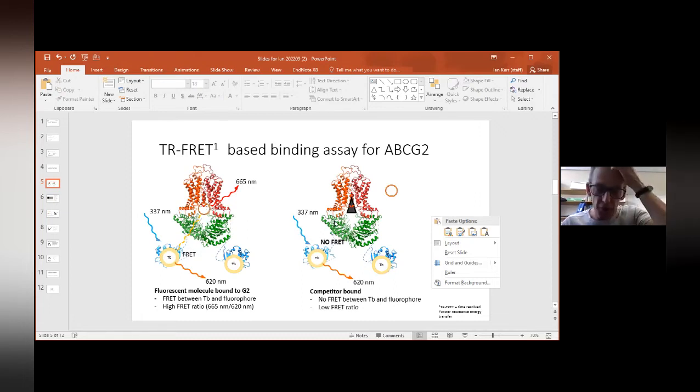On the right-hand side, we show what happens if you have the exact same setup, but in addition to this fluorescent compound that binds to G2, you've also had another non-fluorescent compound that would displace this molecule. And in that case, we no longer get a FRET between the terbium and the fluorescent ABCG2 substrate or inhibitor. So this is the principle of our assay, to use the light emitted from excitation of terbium atoms to measure fluorescence binding at ABCG2.